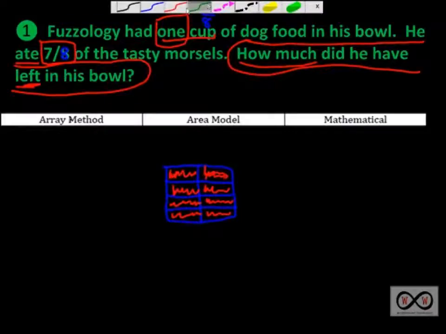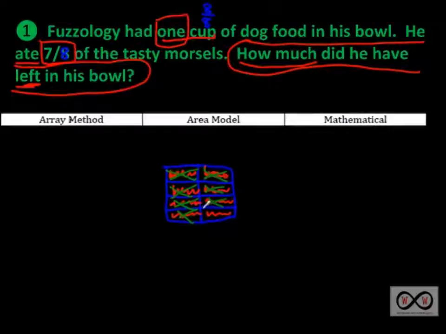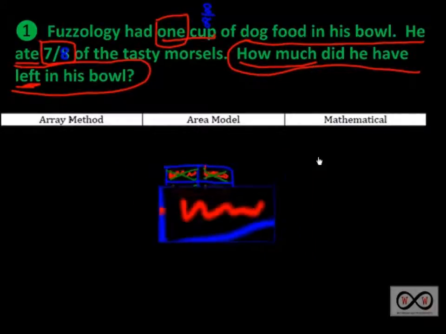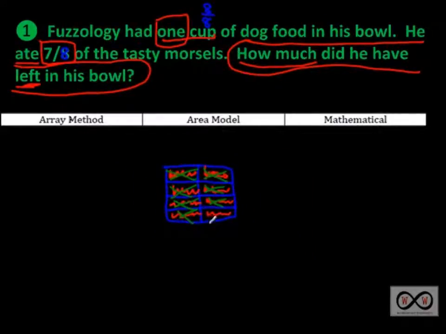We'll try and change our color to, there we go, let's check that out. All right, we'll take out 1/8, 2/8, 3/8, 4/8, 5/8, 6/8, and 7/8. And you can see what we have remaining down there. Out of the 8 equal parts that we started with, you can see that we have 1/8 remaining. So you can see that our answer would be 1/8.